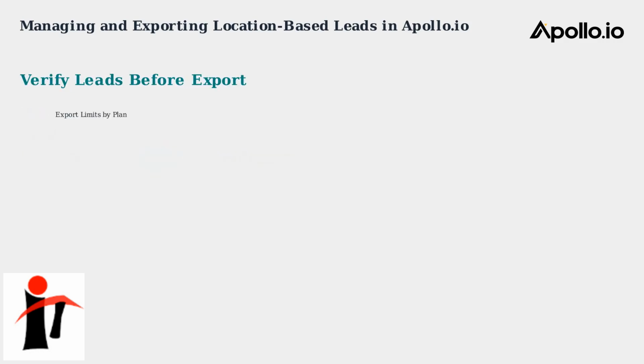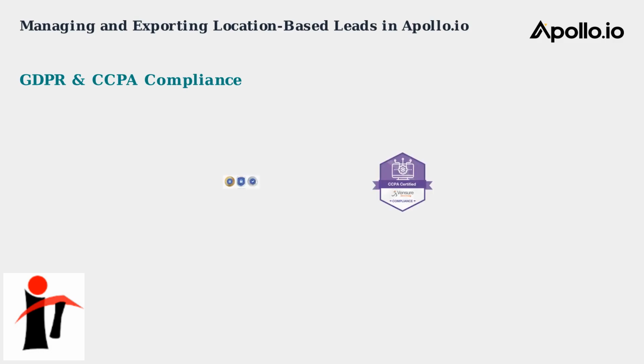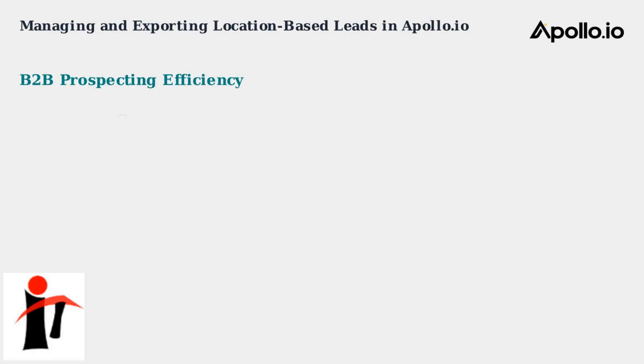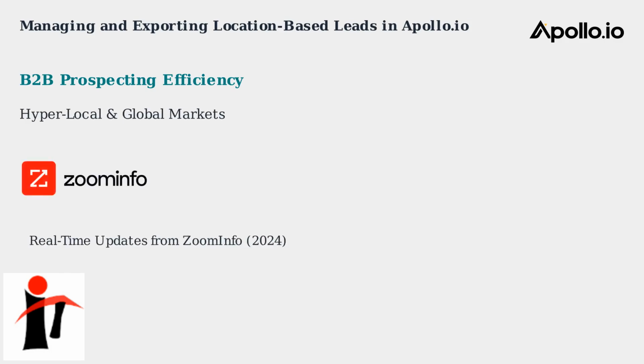Ensure data portability while adhering to anti-spam laws by verifying leads before export. Remember that export limits depend on your subscription plan. Apollo.io ensures compliance with GDPR and CCPA for data privacy. These steps are designed for efficient B2B prospecting, especially in hyperlocal or global markets. Real-time data updates are provided from ZoomInfo after being acquired in 2024.